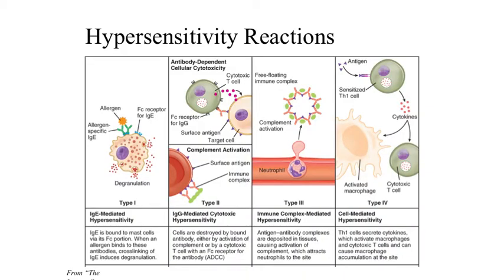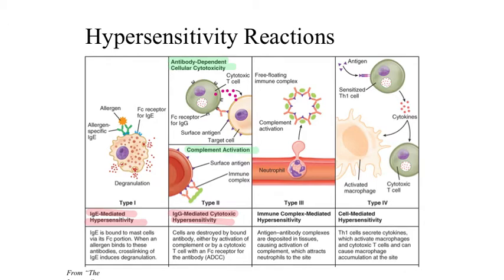Before we begin to talk about the DMARDs, it's worth revisiting the hypersensitivity reactions that were discussed previously. There are four types, 1 through 4, where type 1 is IgE-mediated hypersensitivity. Type 2 is IgG-mediated cytotoxic hypersensitivity, which can either be complement independent, also known as antibody dependent, or complement dependent.